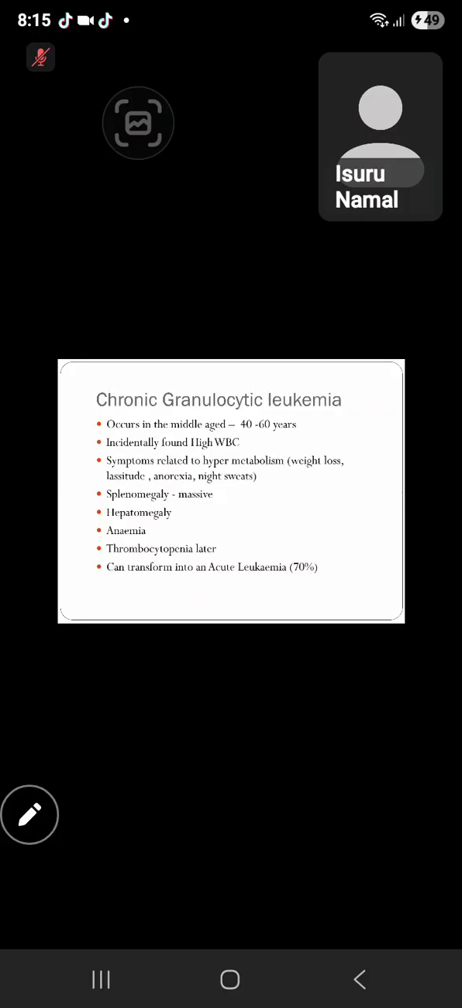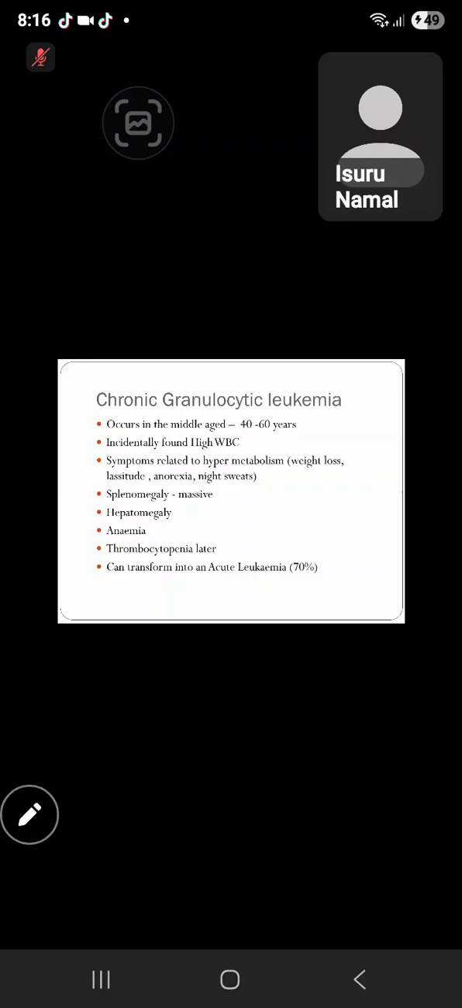I move to chronic granulocytic leukemia. This is CGL, or another name for that is CML, right? It occurs in middle age, 40 to 60 year old people, right? Incidentally found high WBC, symptoms related to hypermetabolism, that means weight loss, anorexia, night sweats, right? Splenomegaly, hepatomegaly, anemia, thrombocytopenia later, and this can transform into acute leukemia. That is the problem here, right?